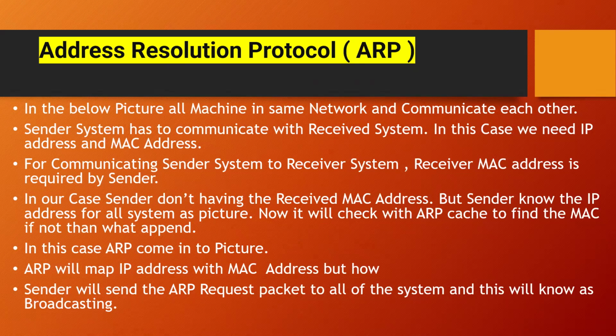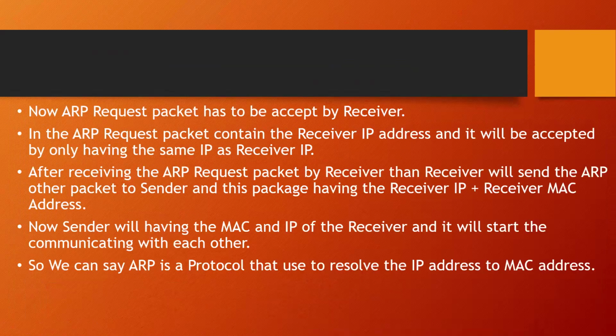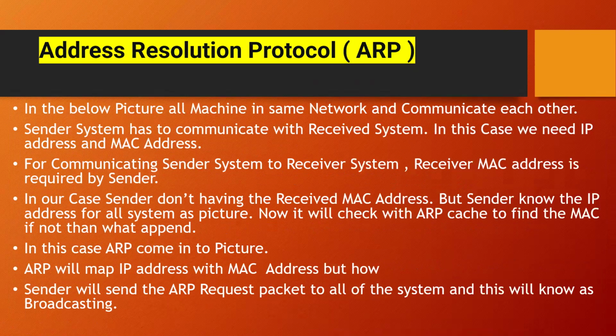So what you understood is that for communication we require the MAC address and the IP address, right? Then the sender A and receiver D are going to communicate. Yes, it is D. So A and D can communicate with each other, right? In our case, the sender doesn't have the receiver's MAC address, but the sender knows the IP address of all the systems in the picture. So sender A has the IP addresses of all machines.